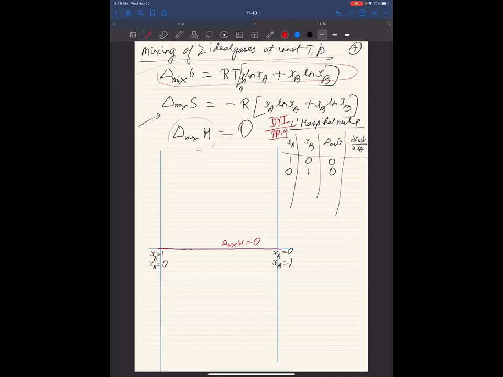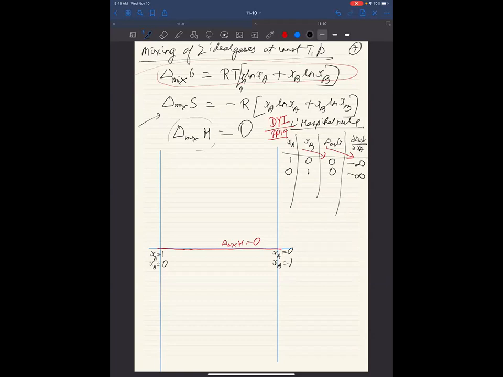I want you to show that all these values are indeed true. It's just a bunch of math, but please do this. You will find that both of these are actually minus infinity. The value is 0. The slope is minus infinity.